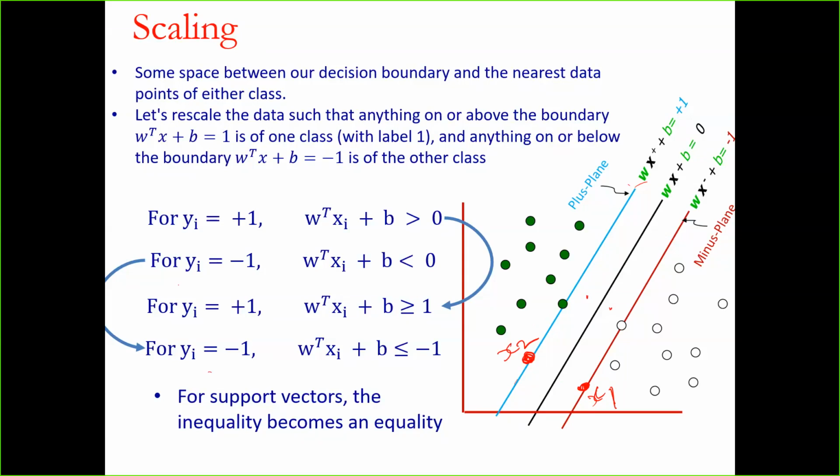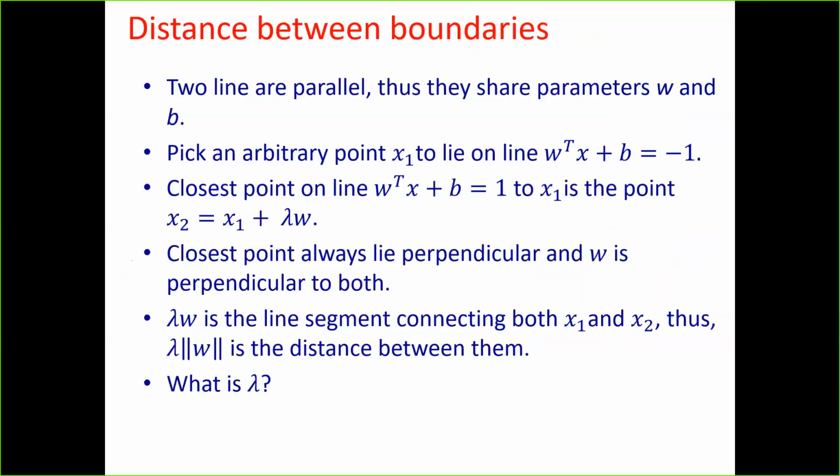So for any point that is lying on the negative boundary, what is the value of W transpose x1 plus b? If it is a point lying on the negative boundary, it is equal to -1, right? If there is any point that is lying on the positive boundary, what is the value? Plus 1. That means W transpose x2 plus b is equal to +1. Do you agree to these two points? Yes, sir. Fine. So the two lines are parallel, thus they share the parameters W and b. So we pick up any arbitrary point x1 that is lying on the negative boundary.